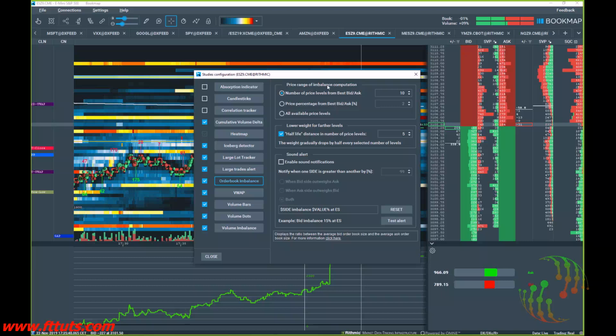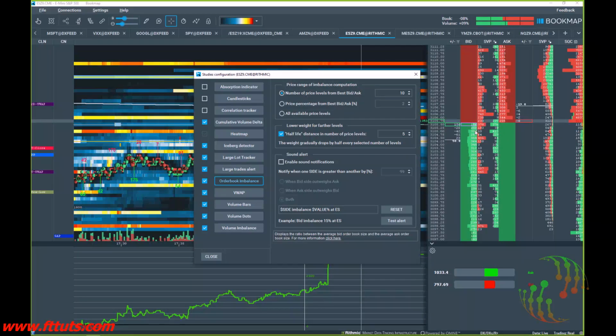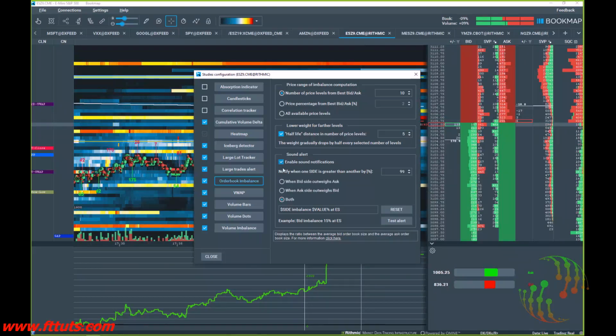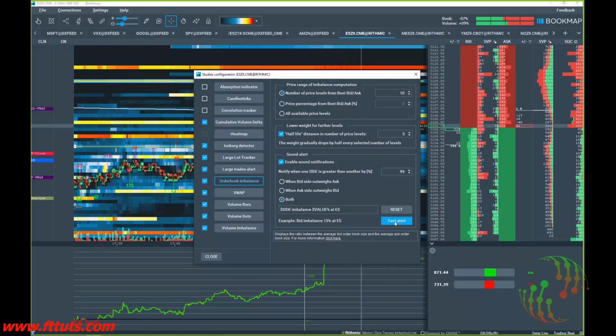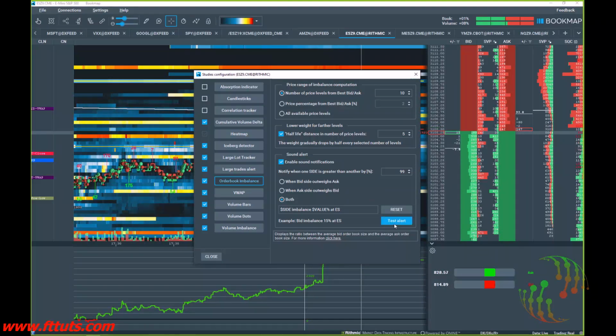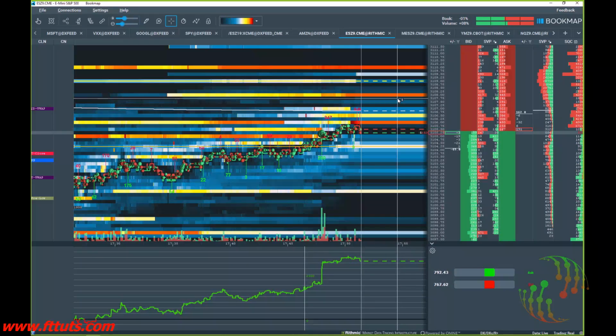So the price range of imbalance computation is first 10. That means I'm looking at the last 10 price levels, weighting the last 5 levels more than the remaining levels. And I can also enable the sound. When the imbalance is bigger than 99% on either the ask or bid side, then I've got an example, bid imbalance 15%, yes. Then I get an alert.